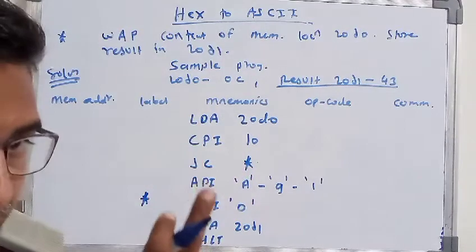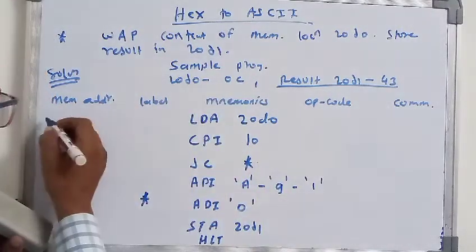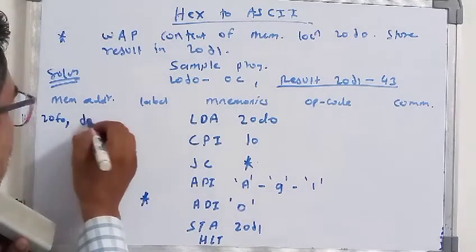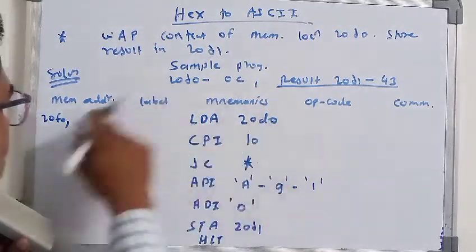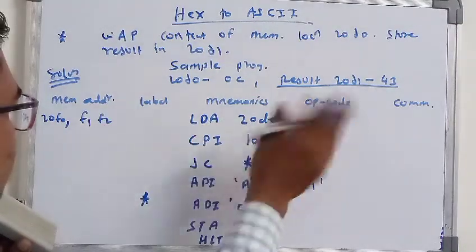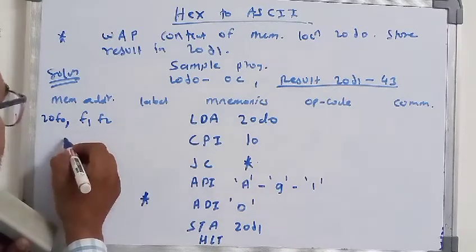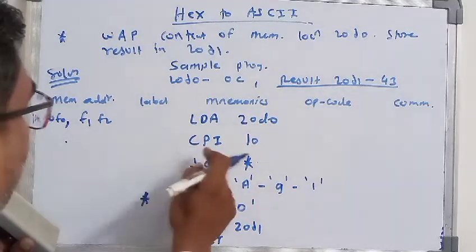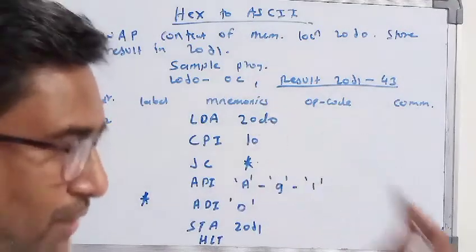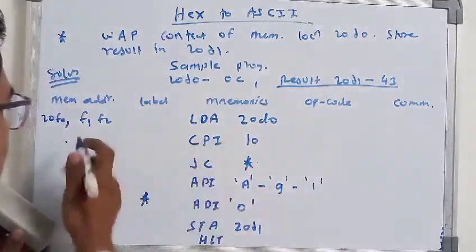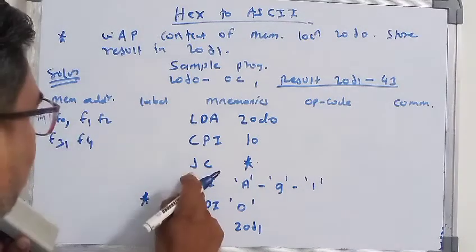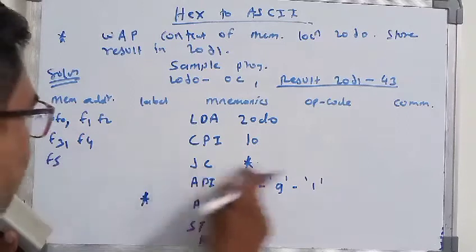It is having one code. That code has to be written in this memory address 20F0. Then D0 has to be stored in the memory addresses F1, F2, since it is a 3 byte instruction. CPI is a 1 byte instruction, so it is F3, and this 10 has to be stored in the next address. So you will get F3, comma F4, this JC, F5 means it will require the 3.